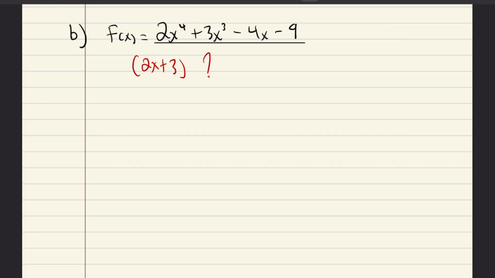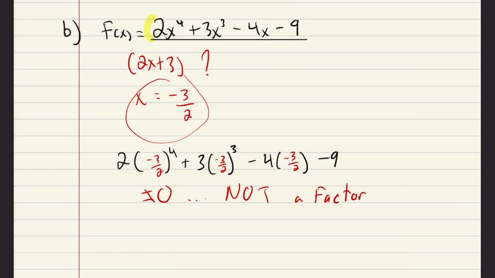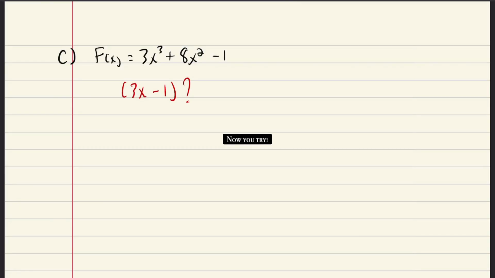We're going to do the same thing here. We're going to figure out if 2x plus 3 is a factor of this polynomial. I'm going to set my bracket to 0, which means x is going to equal negative 3 over 2. That's just isolating for x in the bracket. Then we plug this value in for x. Just like the previous one, it doesn't equal 0 when we add up all these numbers, so it is also not a factor.